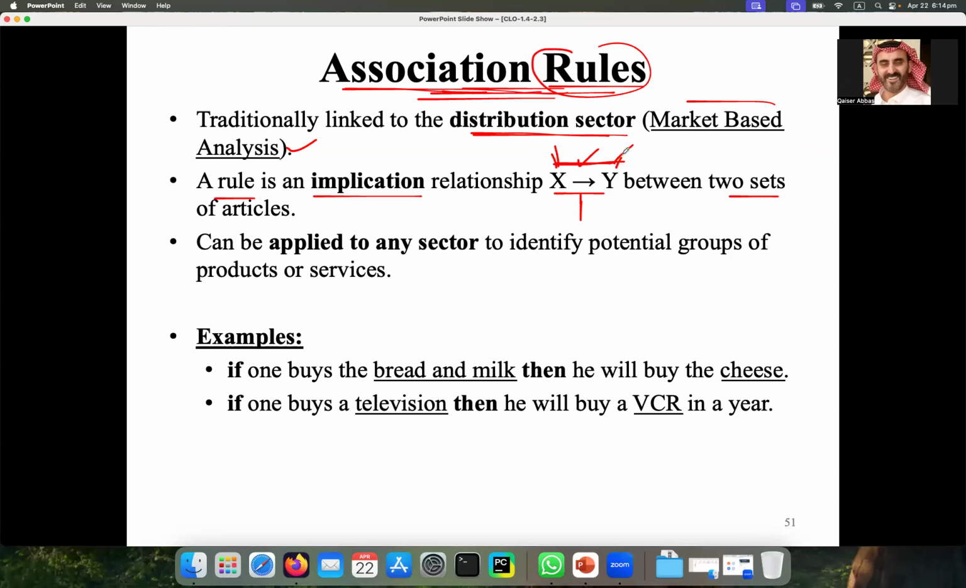X or Y can be one article. One article means one product. Or it can be a set of products, more than one product in one set.